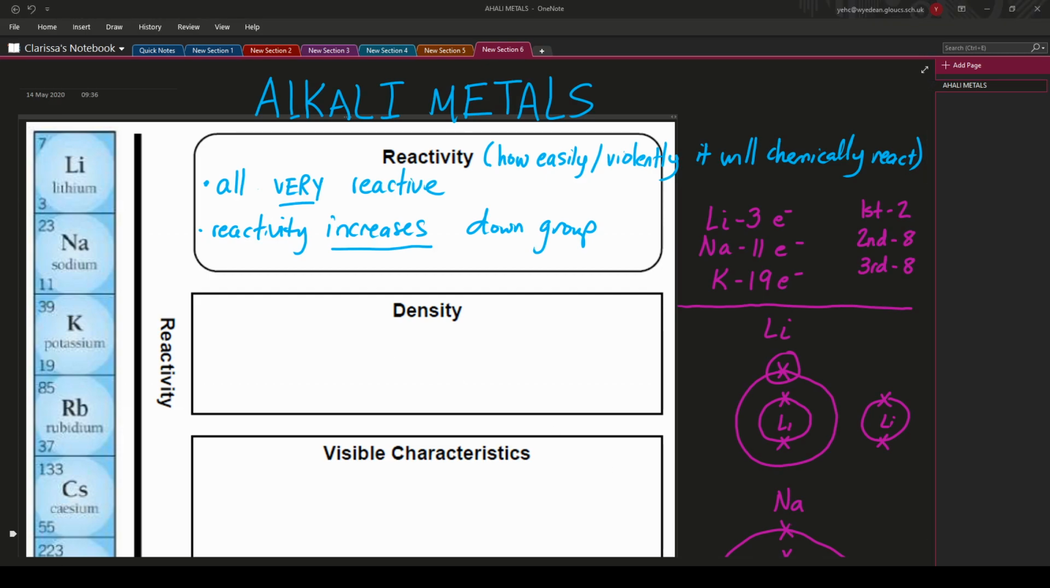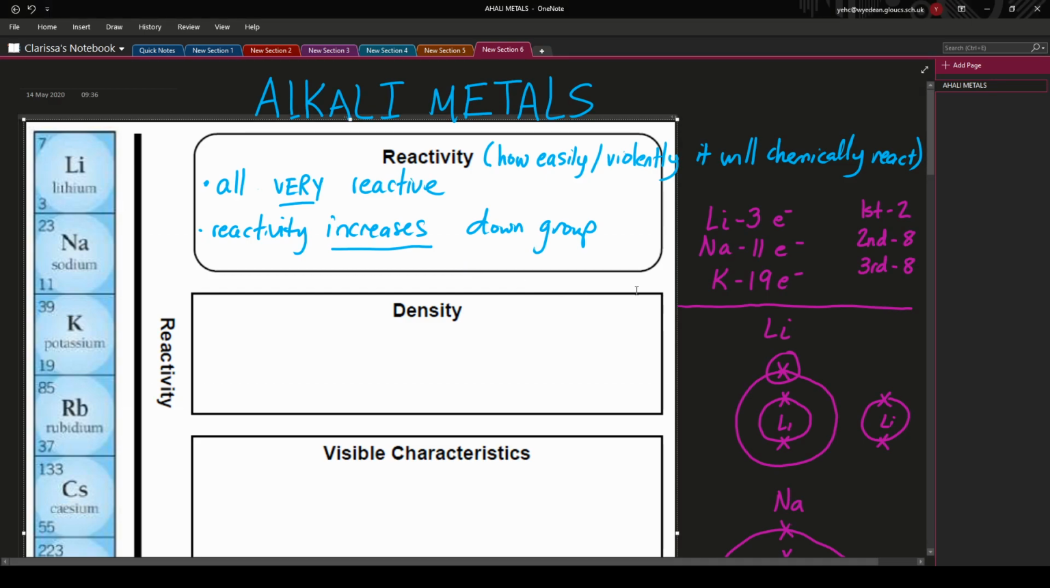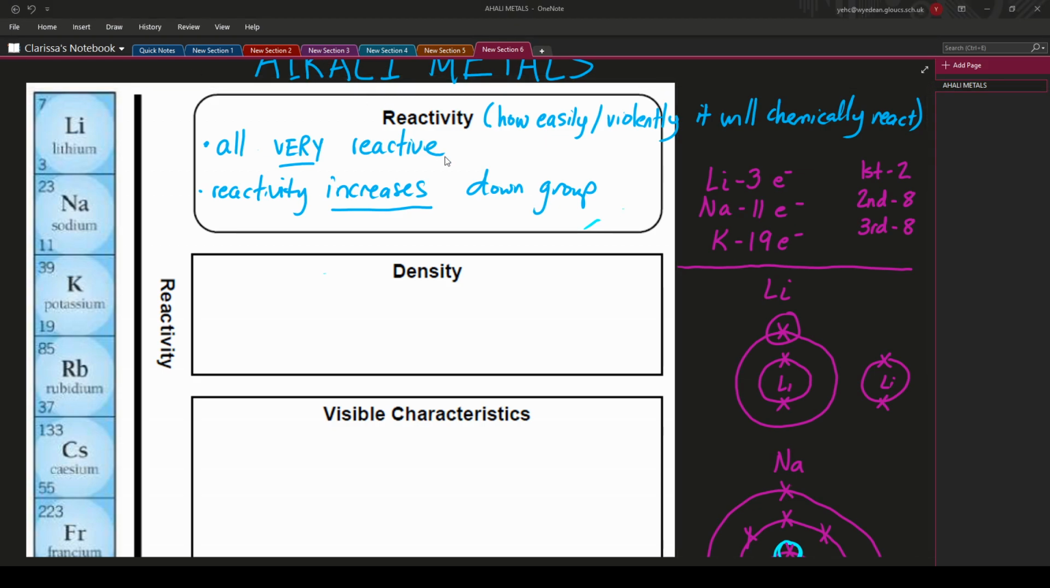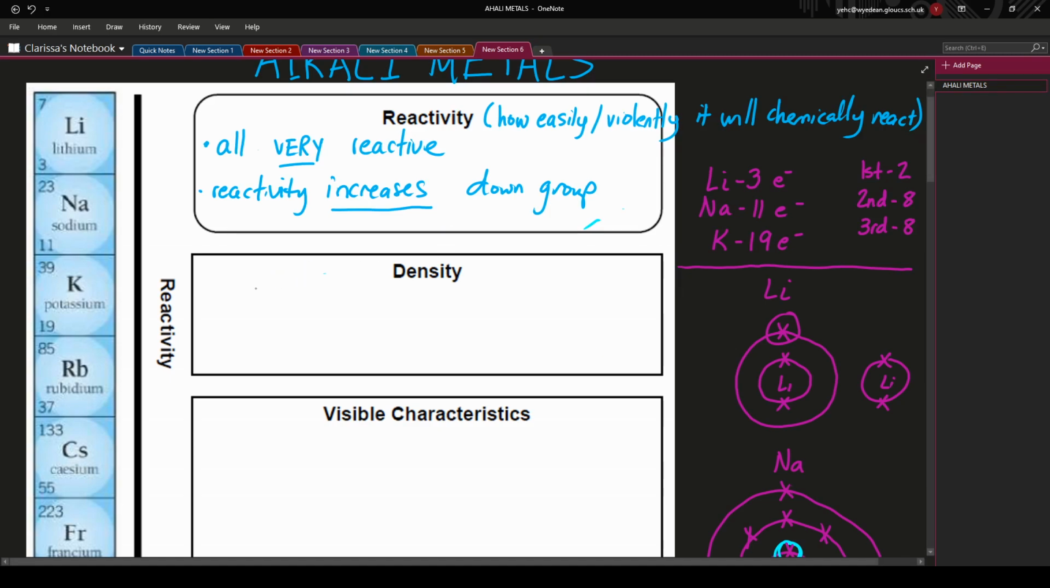So with our alkali metals, what density means, remember, is how tightly packed the particles are in the substance. So density, remember, is just how tightly packed particles are.